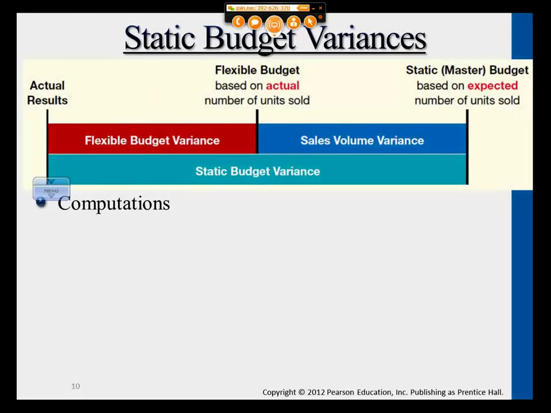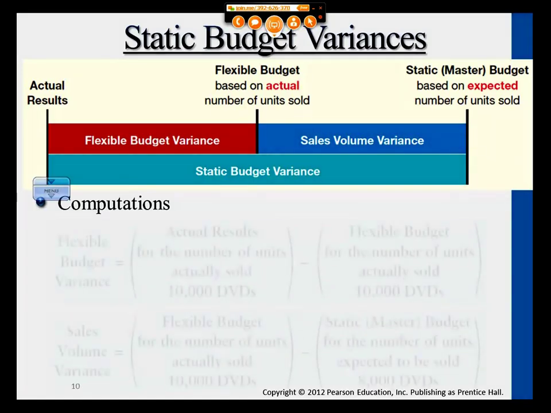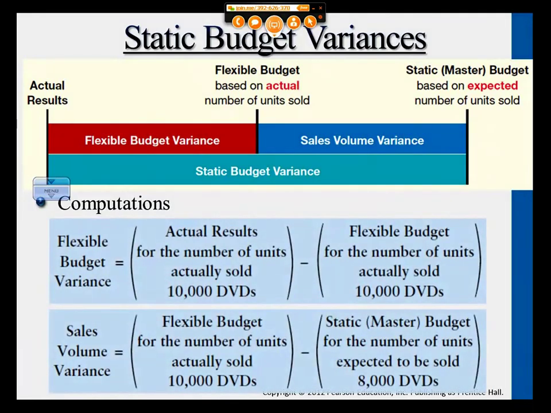Okay, so let's talk about these variances. First, our static budget variance. All right, so what do we see here? We have all the different ways of computing the flexible budget and the sales volume variance. You just need to understand the difference and therefore be able to compute the difference between the two.